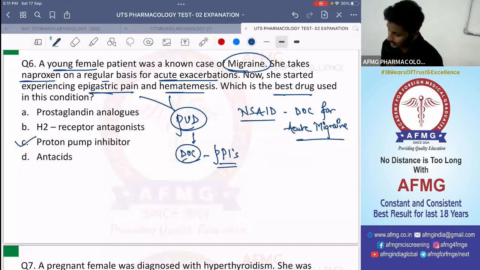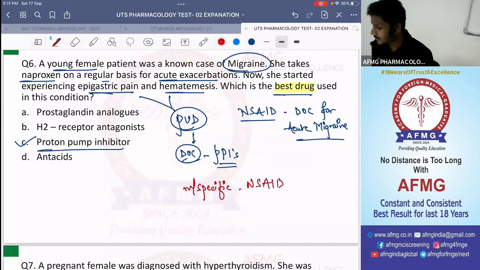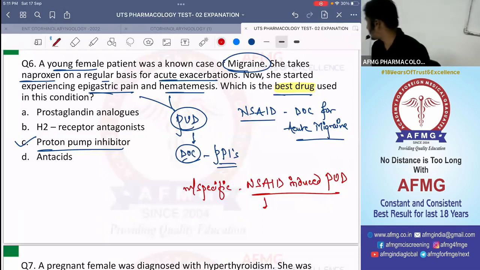So if I'm asking about the best drug, your answer should be PPI. But if I say which is the most specific drug for an NSAID induced PUD, think: what do NSAIDs do? NSAIDs block the prostaglandins, and that leads to formation of peptic ulcers in the patient. Therefore, what will we give? We will give prostaglandin analogs from outside. So if they ask you the most specific drug for NSAID induced PUD, the answer should be prostaglandin analogs.